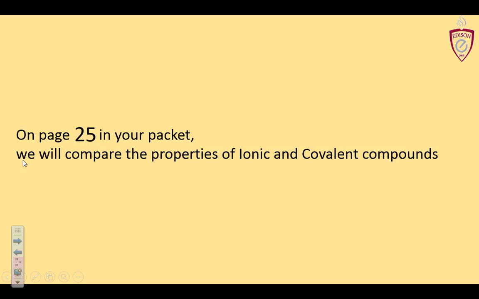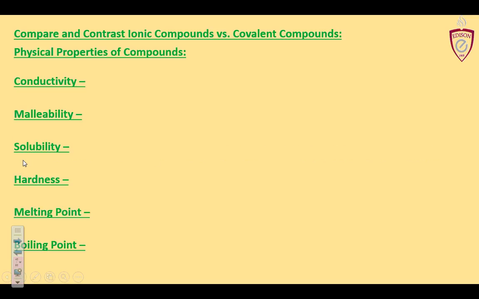And we're on page 25 in our packet: compare properties of ionic and covalent compounds. So we learned to name them and draw them, and now we cancel the charges. Now, how do they act? We've been saying this stuff all along, so we're going to feel like broken records repeating ourselves. But that's all right, let's do it. Comparing and contrasting compounds that are ionic versus compounds that are covalent.